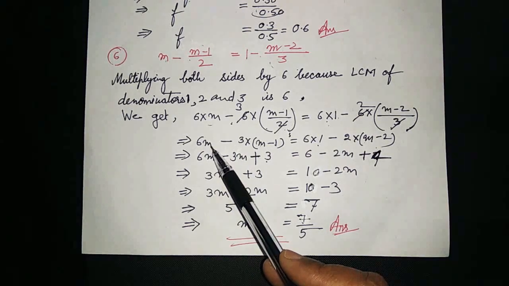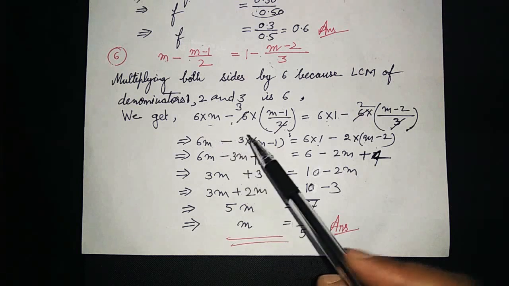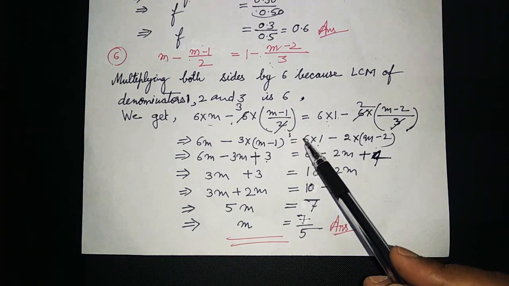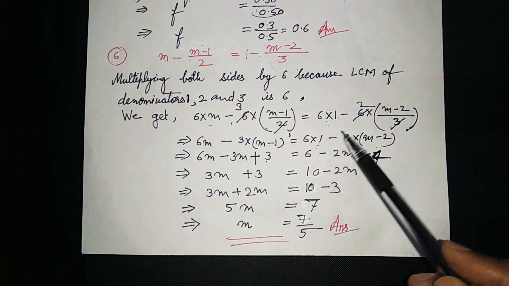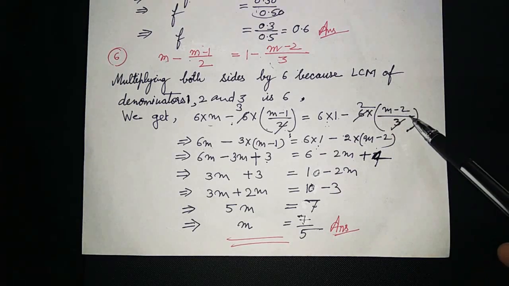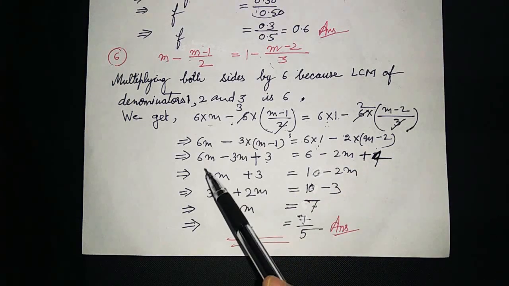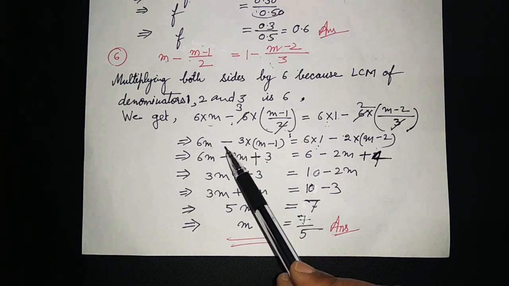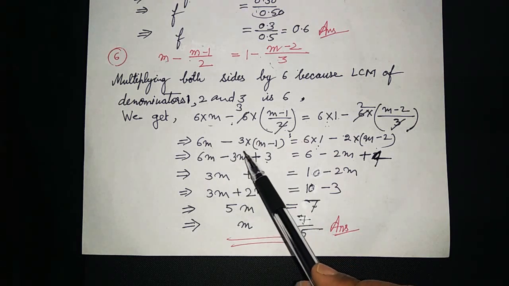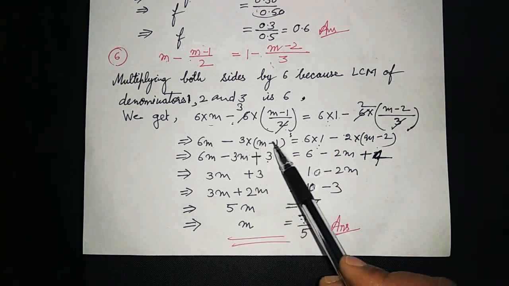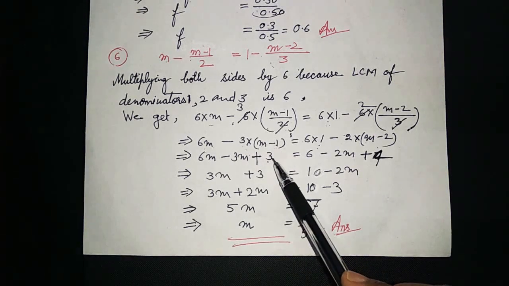Here 6m will come after multiplying 6 into m, and here 3 we will multiply with m minus 1, and here 6 we will multiply with 1, and here minus 2 will multiply by m minus 2. After this step, you will write here 6m, minus 3 you will multiply with this m, then what will come? Minus 3m, then minus 3 and minus 1. If we multiply, then minus will be plus, 3 1s are 3 will come.